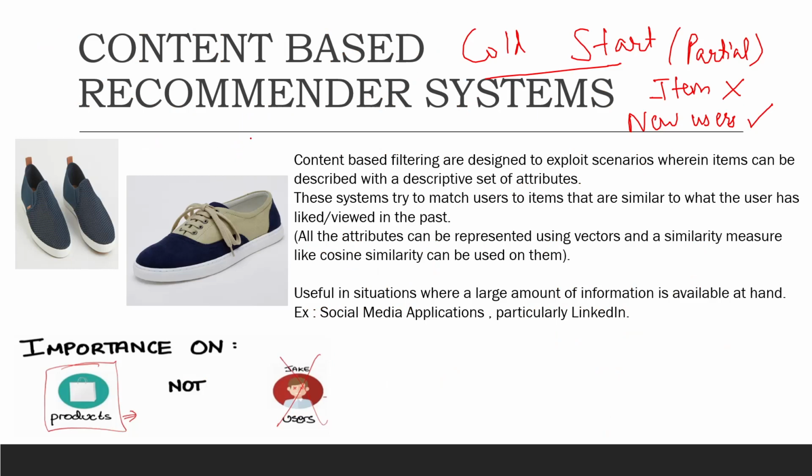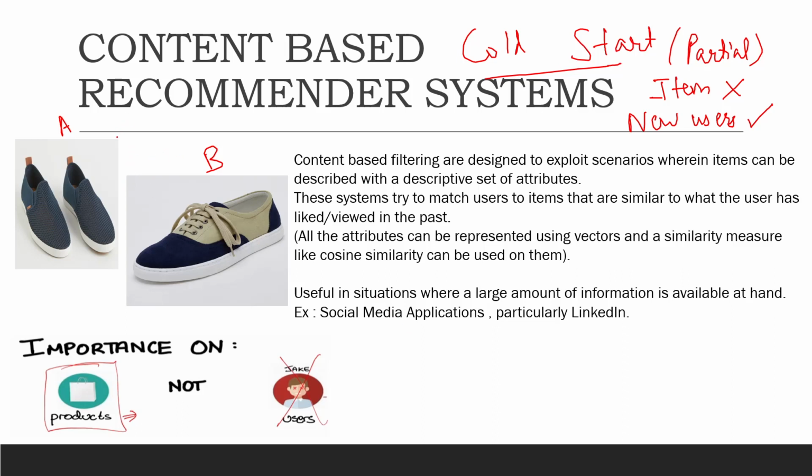Content-based filtering is going to exploit scenarios wherein the items can be described with a descriptive set of attributes. The system is going to try to match users to items that are similar. Okay, so let's take the example of this shoe. Let's say this is A and this is B. How do we perform content-based filtering on this?